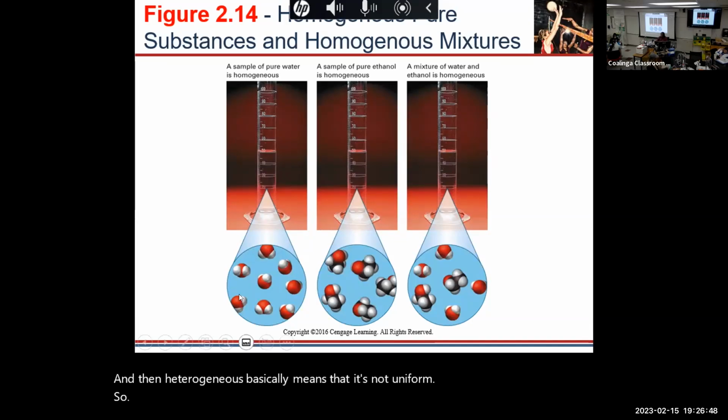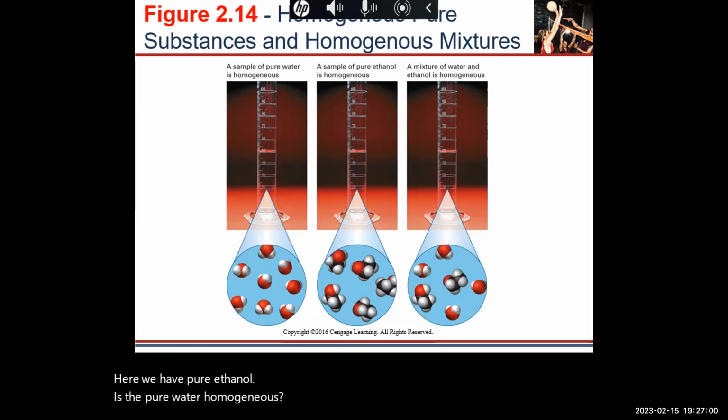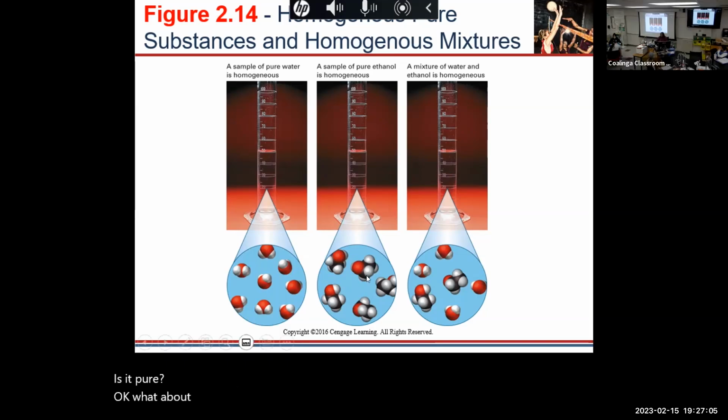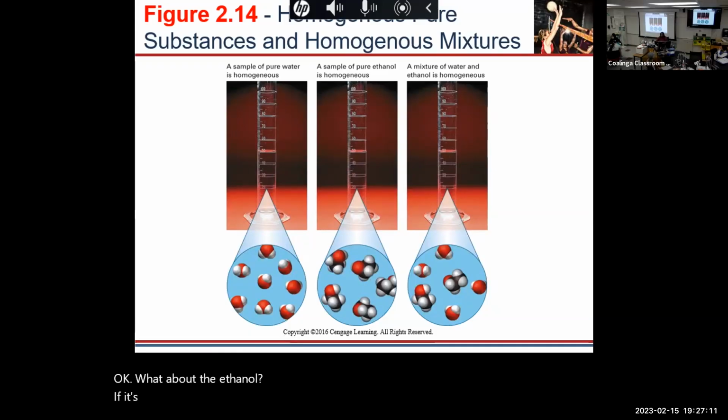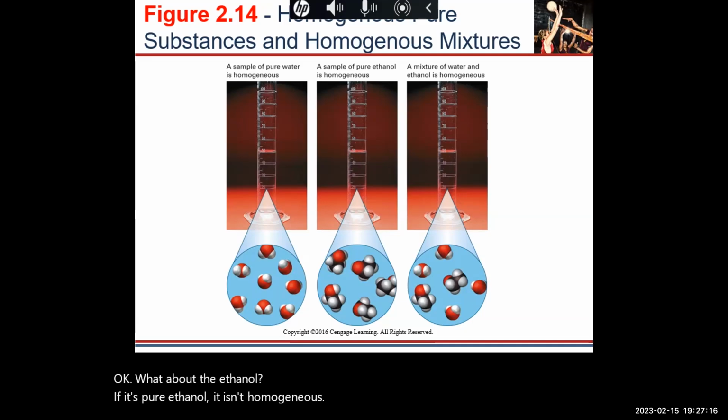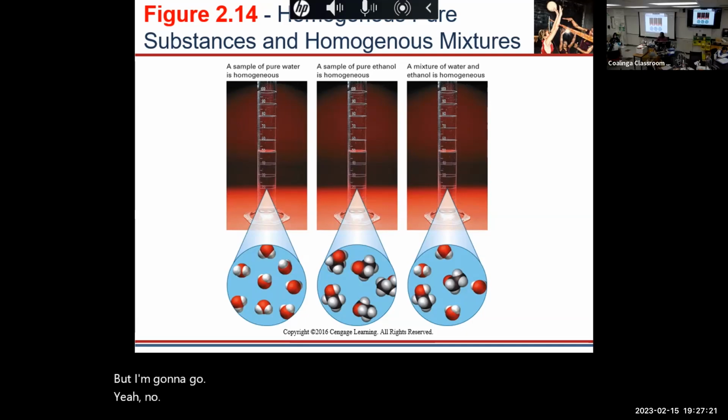Okay, so here we have pure water. Here we have pure ethanol. Is the pure water homogeneous? Is it pure? No. What about the ethanol? If it's pure ethanol, is it homogeneous? No. No, so that should be no.